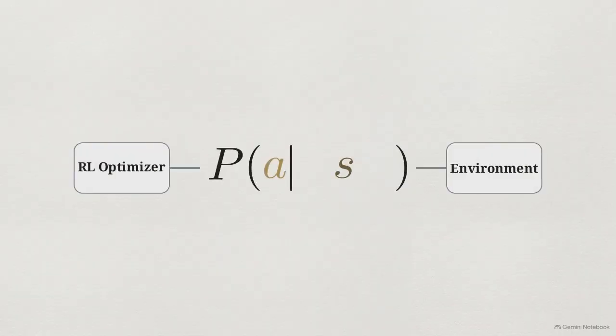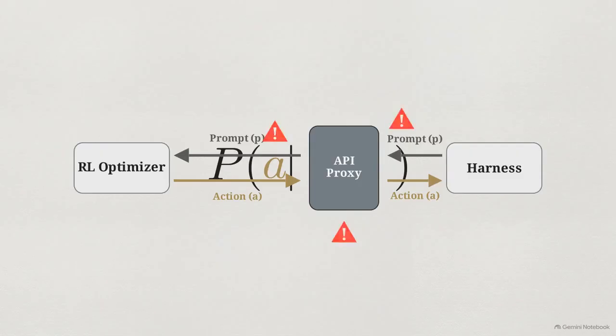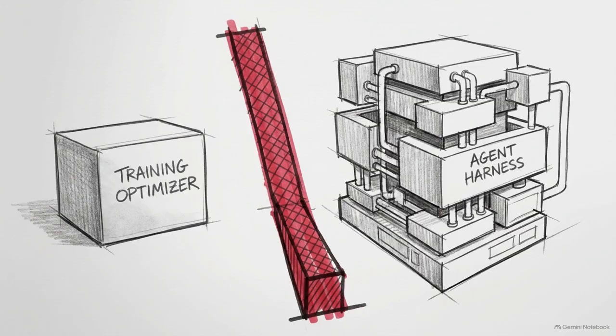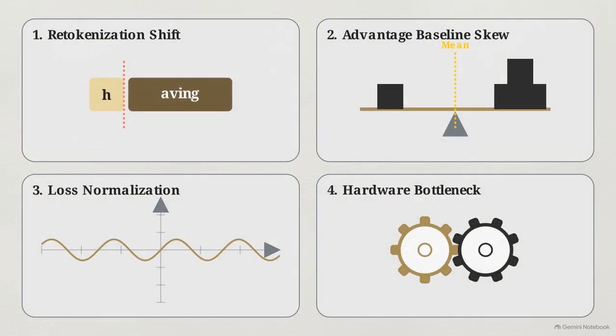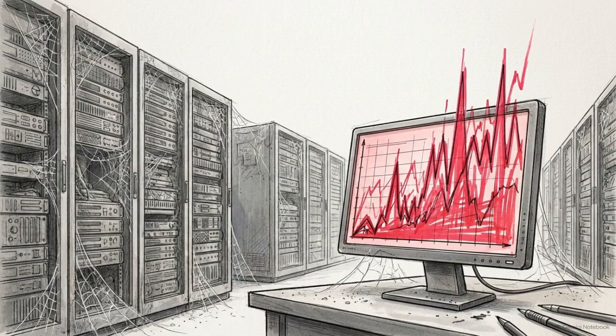Inserting an API proxy between a deployment harness and an RL optimizer breaks the mathematical assumptions of on-policy learning. The optimizer becomes blind to the intermediate state transitions happening inside the harness. This blind spot creates 4 distinct engineering hurdles: retokenization boundary shifts, advantage baseline skew in group rollouts, loss normalization distortion across variable lengths, and hardware bottlenecks in the asynchronous routing. If left uncorrected, these discrepancies cause policy entropy to explode and result in massive GPU underutilization.